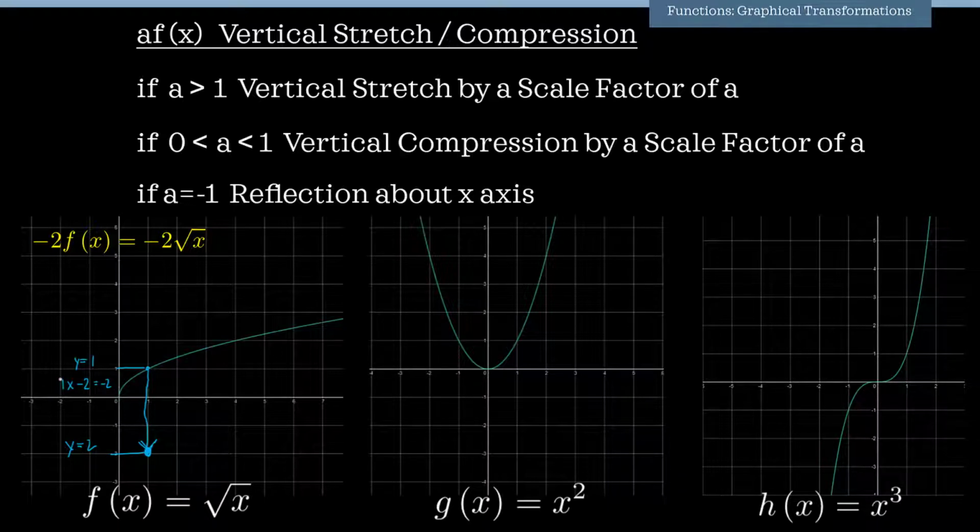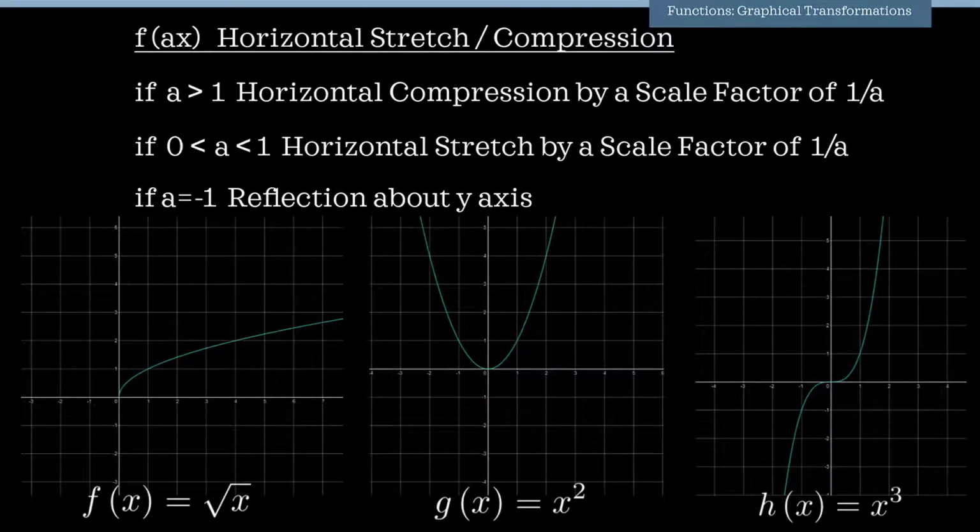And this point at the origin is going to remain here because the y value is 0, and 0 times -2 is 0. So this point is going to remain here. So after this transformation, my graph is going to look like this. Similarly, the graph of -2g(x) is going to look like this, and the graph of -2h(x) is going to look like this.